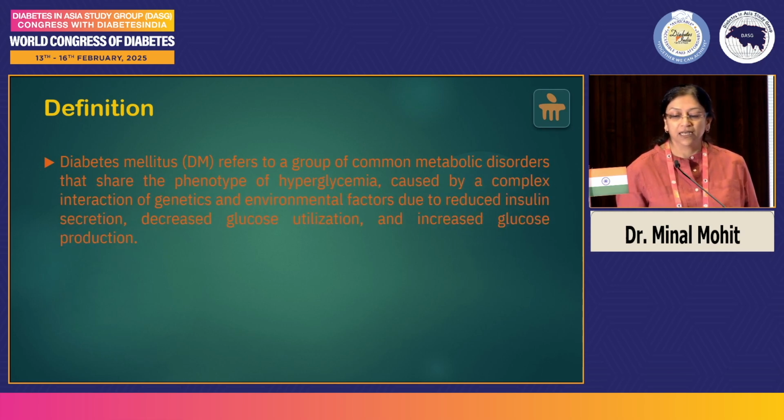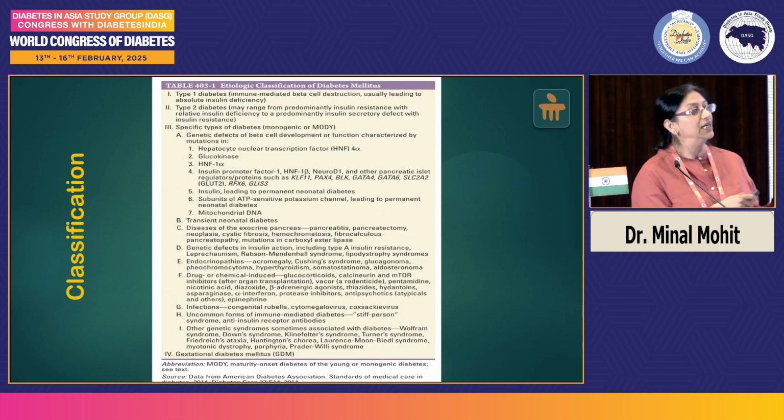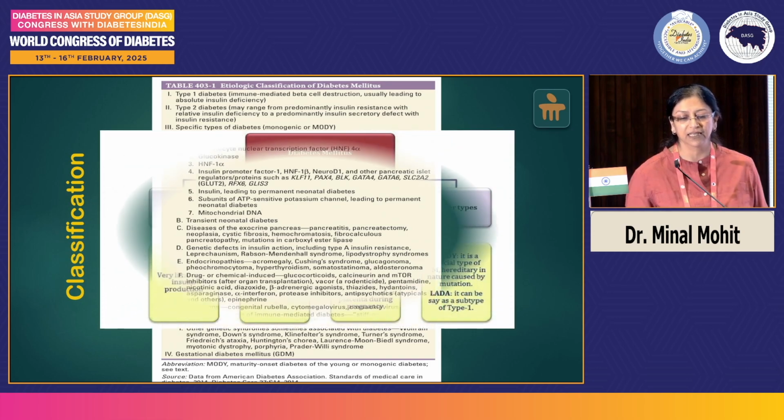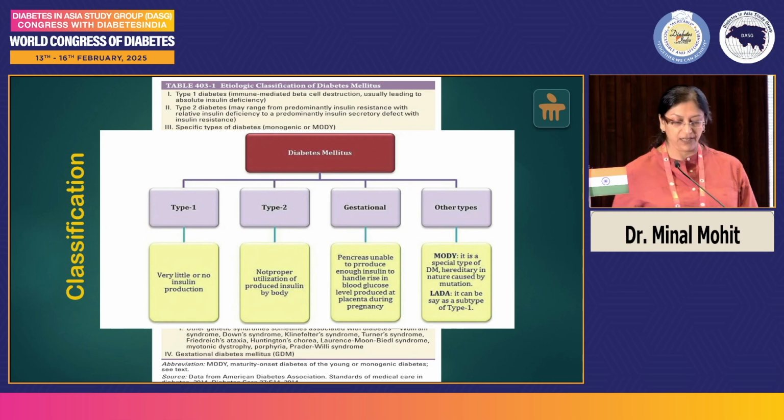This is further classified broadly. This is a table which is a bit difficult to read here, so let me simplify it in this manner. It is classified as type 1, where we are talking of entire insulin deficiency, autoimmune destruction of the beta cells, and type 2, which is more of insulin resistance to begin with, and which progresses finally to insulin deficiency when there is hyperglycemia.